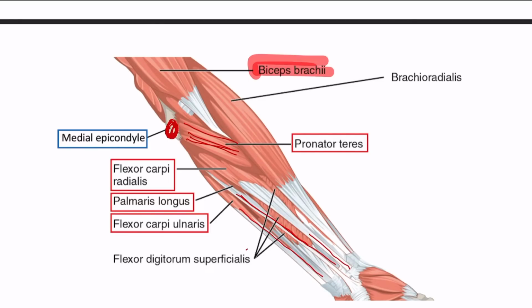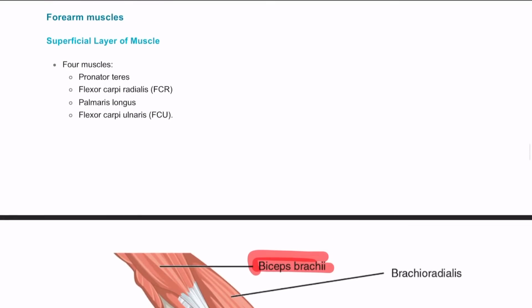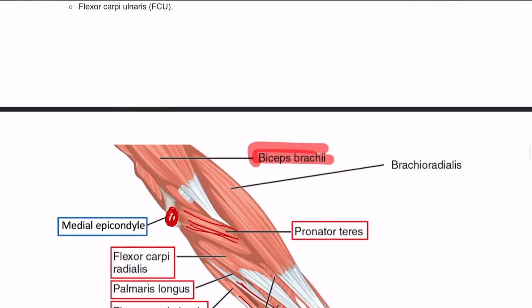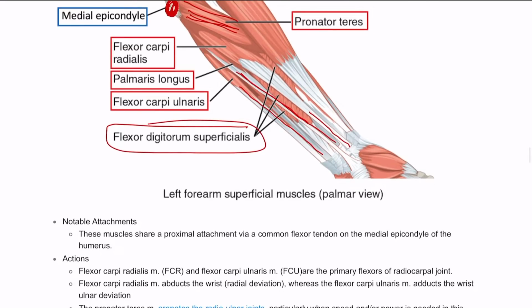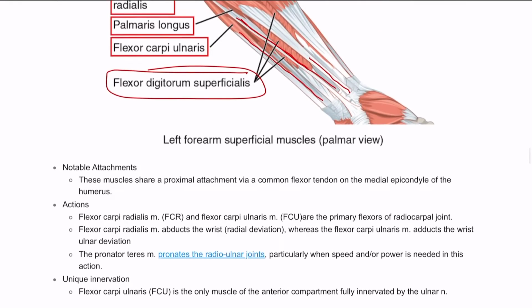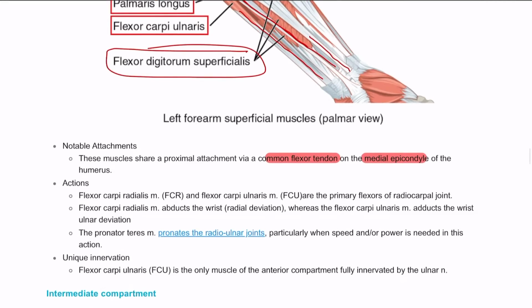The intermediate group will be the flexor digitorum, and then we're coming to the deep group. So I'm just going to mention a few things on that. The notable attachment: you know that all of them will come from the common flexor tendon, which is in front of the medial epicondyle. All of them have an action.